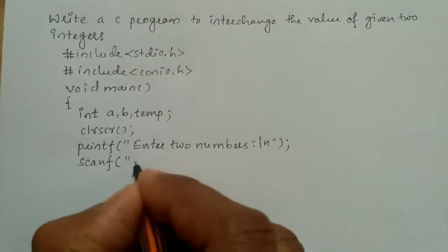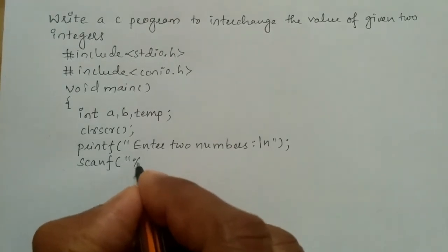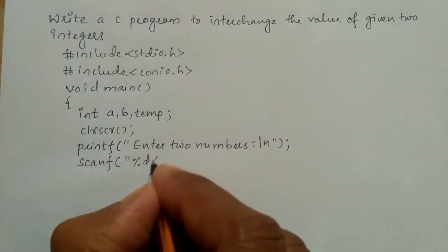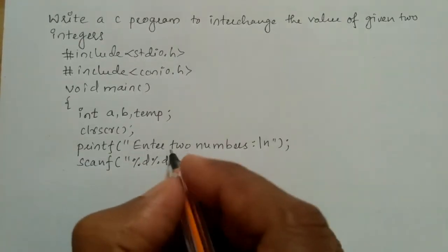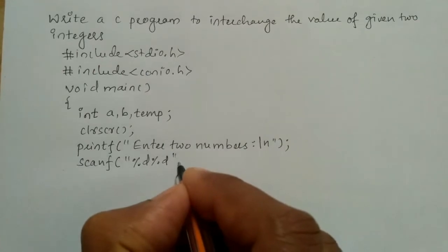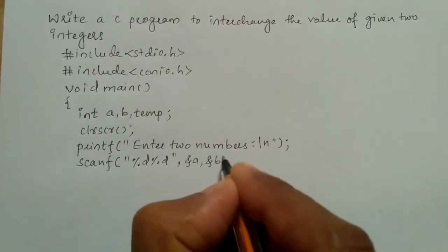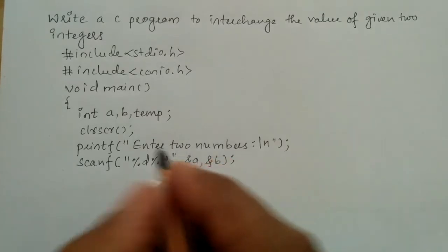Now we are going to receive two values of both a and b using scanf function. So here we are going to use format specifier in a double quotation mark. Both of these two are integer type. That's the reason we are going to write %d and %d, and the double quotation mark, put comma ampersand of a comma ampersand of b and put semicolon.